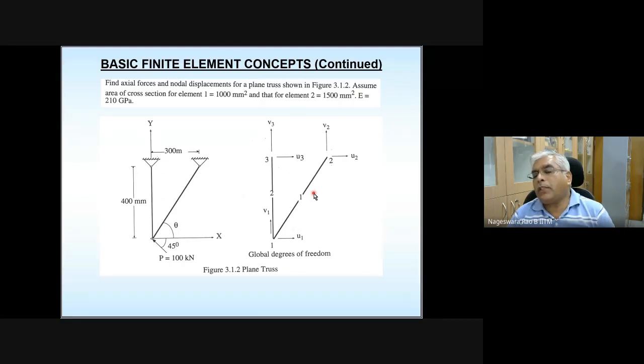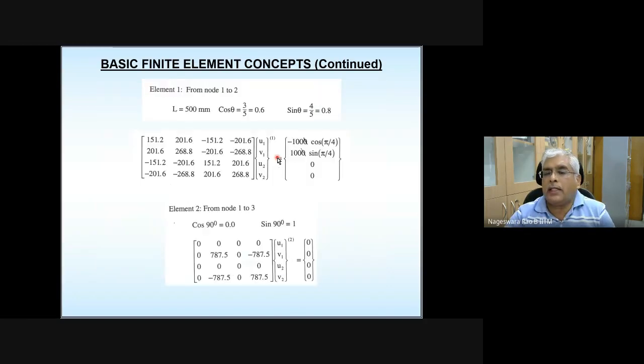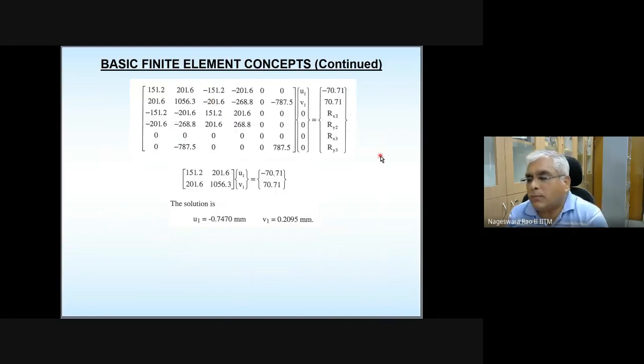And for element 2, this is local node 1, this is local node 2. So element 2 contribution goes into rows and columns 1, 2, 5, 6 and its contribution to the global force vector goes into locations 1, 2, 5, 6. Keep all that information in mind, and then you have the element equations and the global equation system.